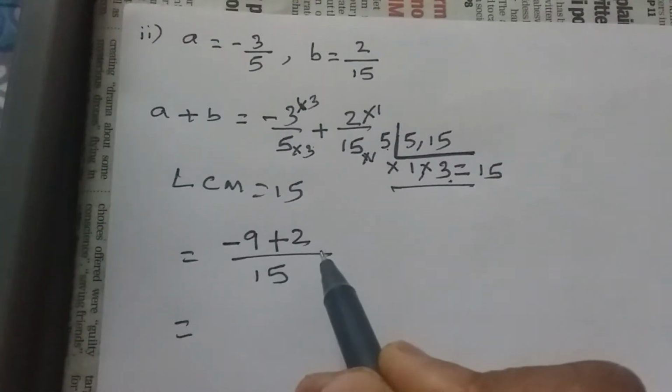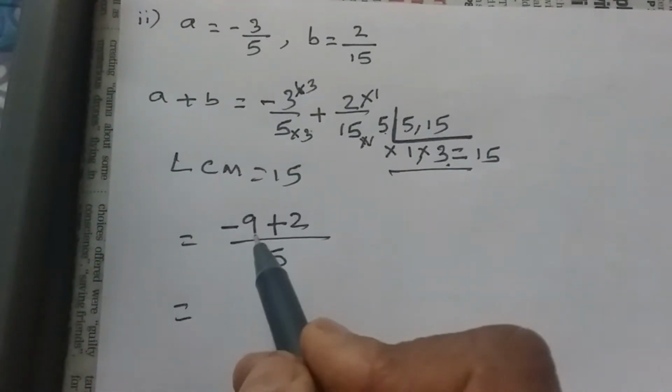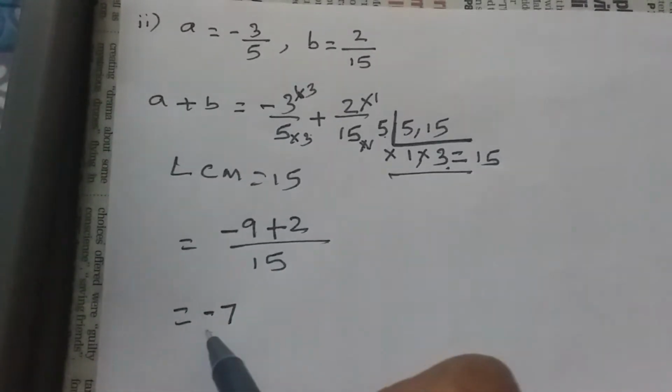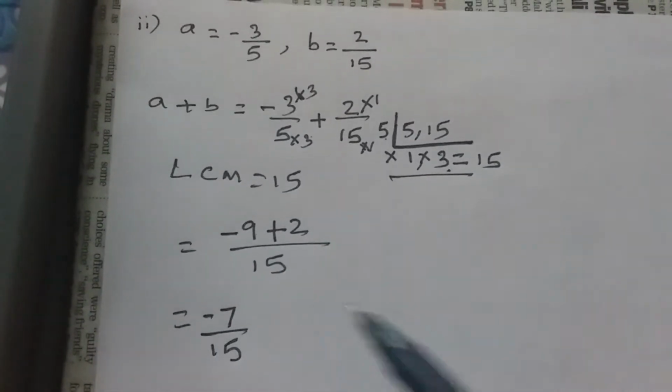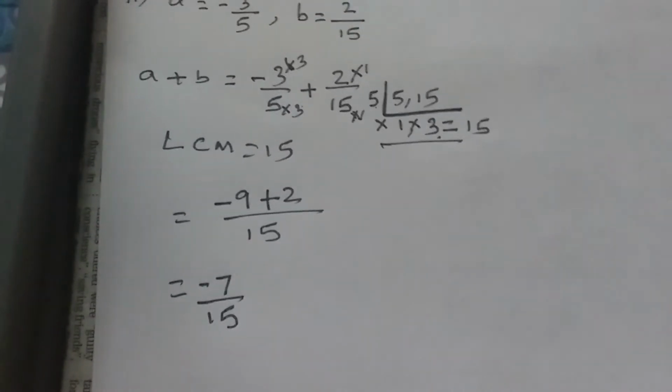And what is it? Signs are different. Subtract and put the sign of the greater number. Same as addition of integers. So 9 minus 2 is 7. Sign of the greater number is minus, 7 by 15. And this 7 and 15, they don't have a common factor. They cannot be cancelled further.